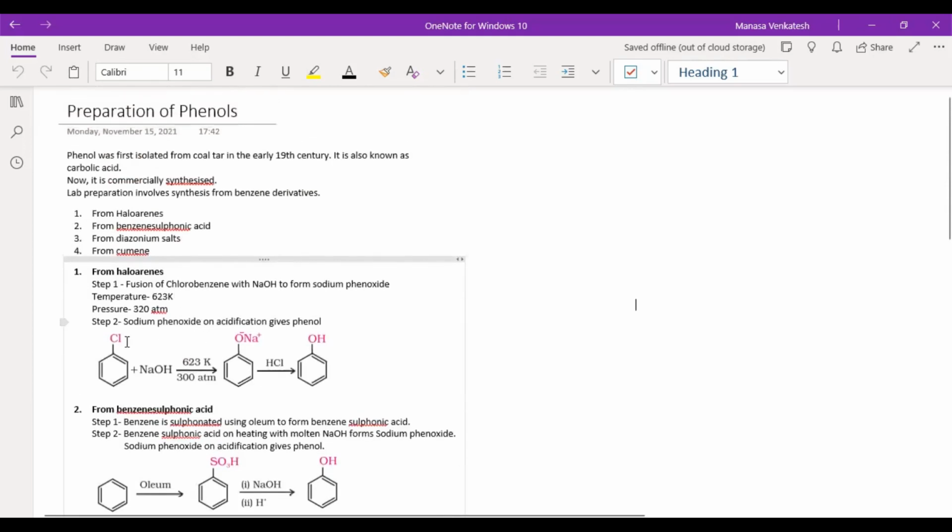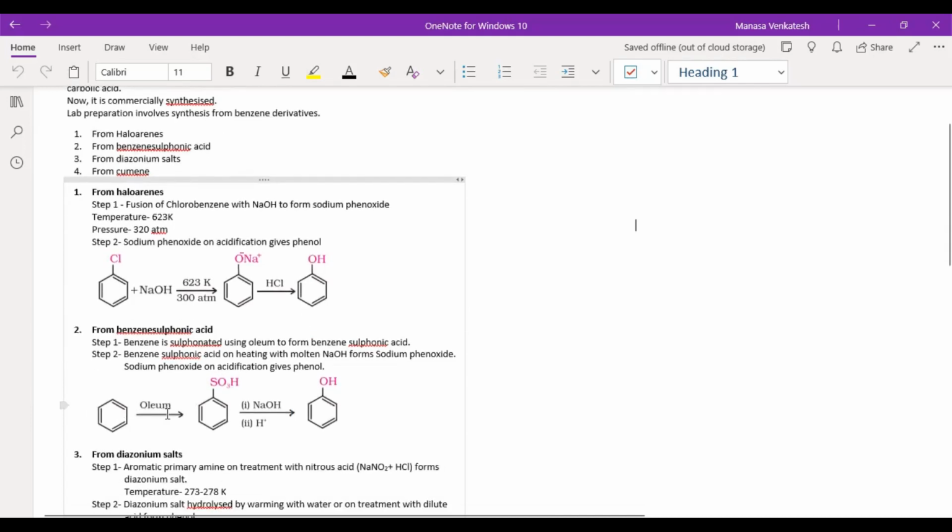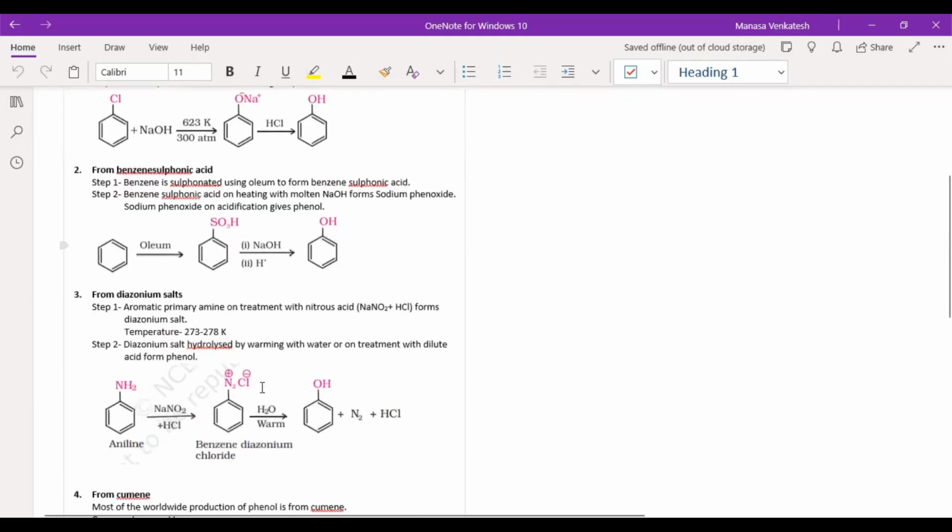So from haloarenes, first step, you have chlorobenzene. It's reacting with sodium hydroxide to give us sodium phenoxide, which on treatment with acid gives us phenol. Here, benzene is reacting with oleum to give us benzene sulfonic acid. And this is undergoing the same reactions, basically this part. Excluding this, remaining all the same. Temperature obviously is going to be different, but basically it's giving us a sodium phenoxide ion, which on acidification is giving us phenol.